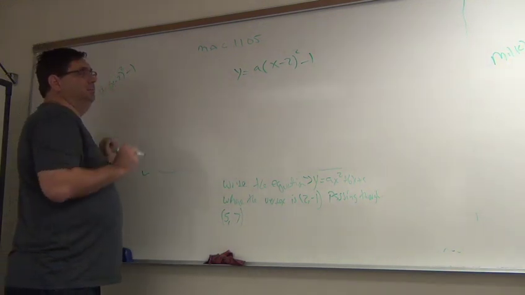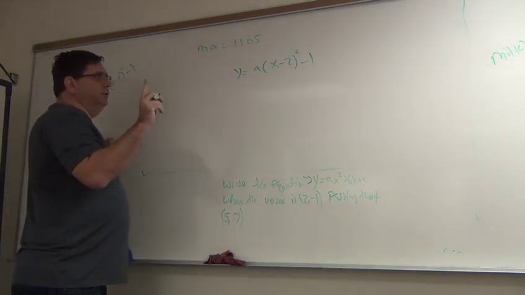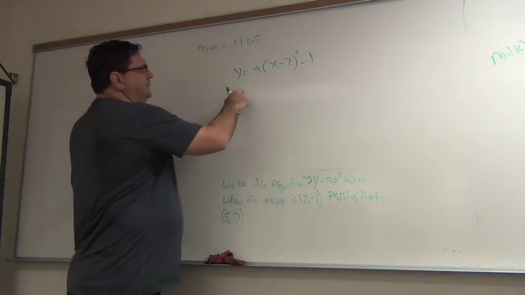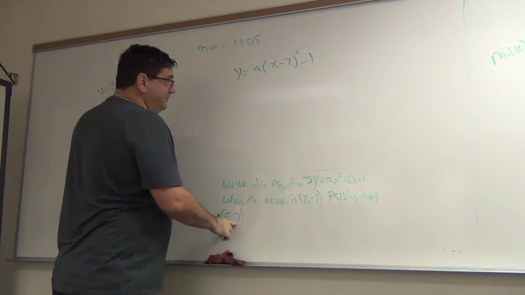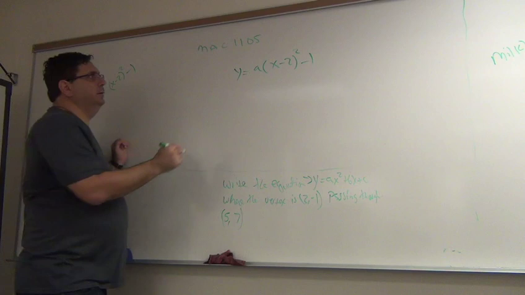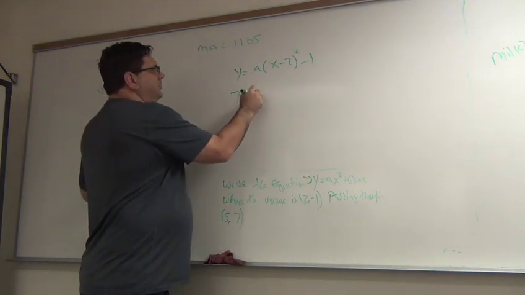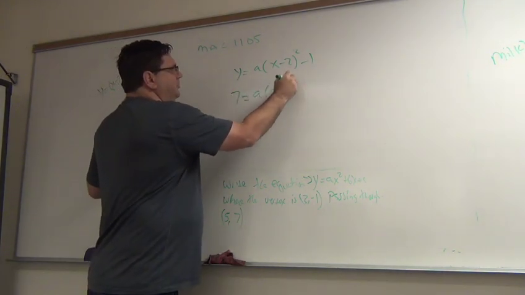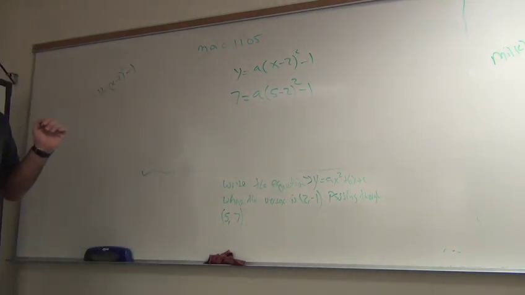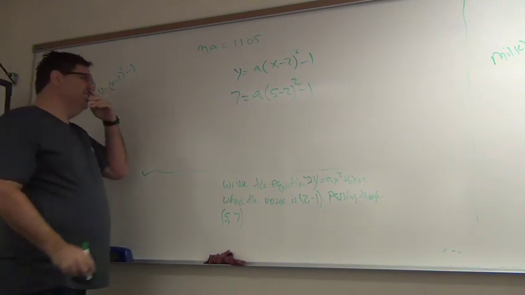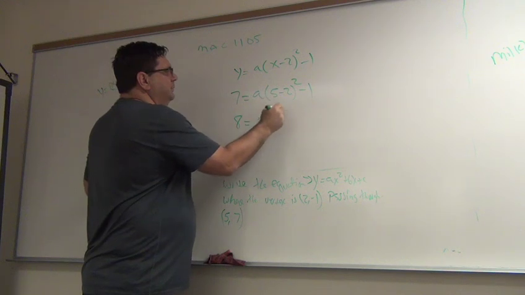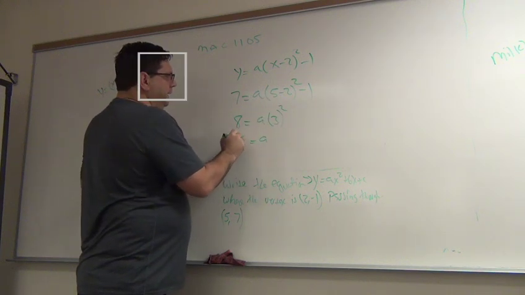Now, here's what I do know: (5, 7) is a solution. So 7 equals A times (5 minus 2) squared minus 1. Do we agree? So 8 is equal to A times 3 squared. So A is equal to 8/9.